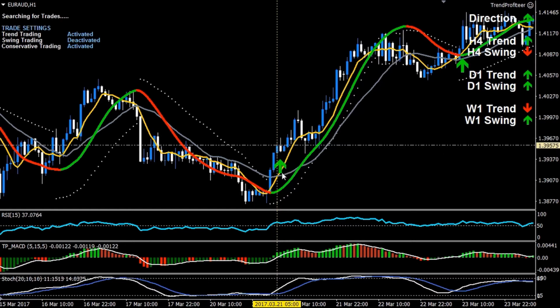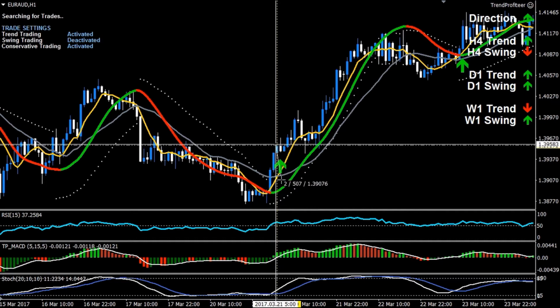Price is above the yellow moving average. RSI is above the 50 line. The Trend Profiteer MACD histogram is above the 0 line. It's green and it's above the signal line, which is what we need to see for a conservative trend trade. And finally, the white stochastic line is over the blue stochastic line. So all the rules are in place for a valid trend trade conservative buy.